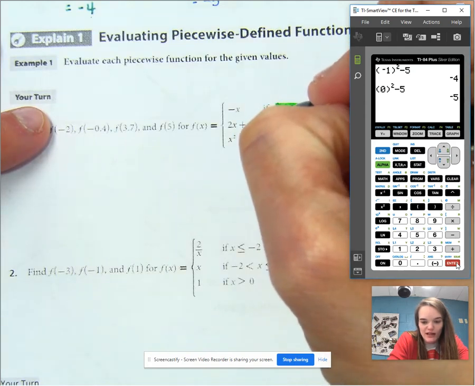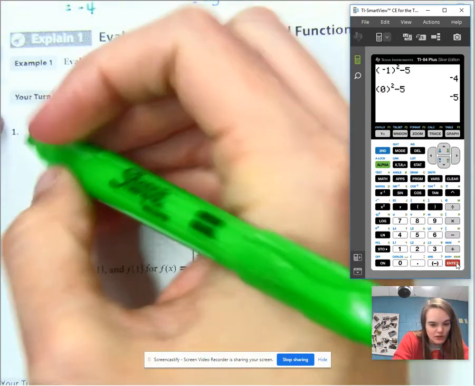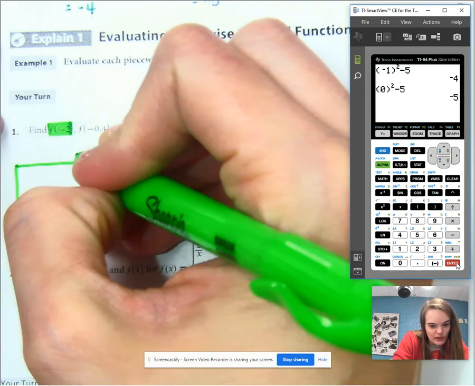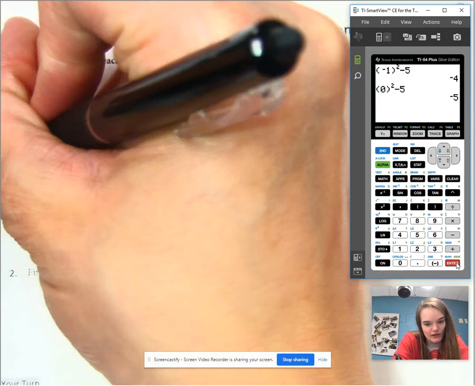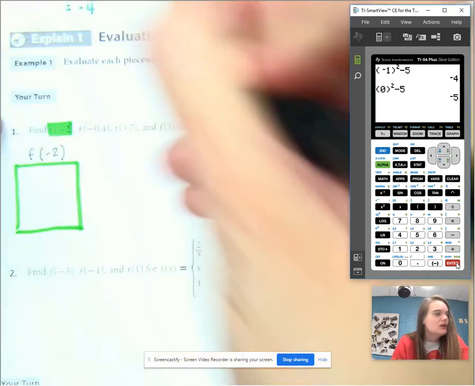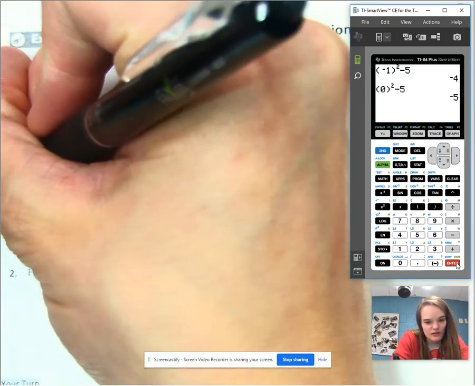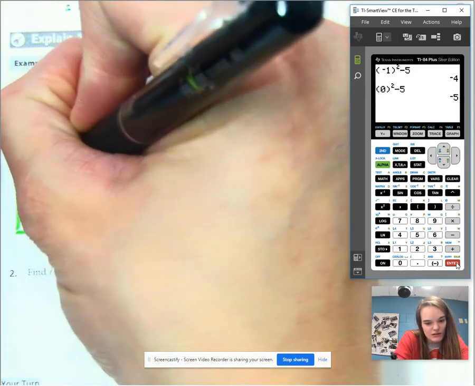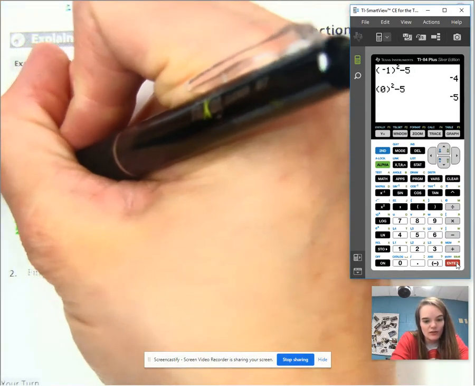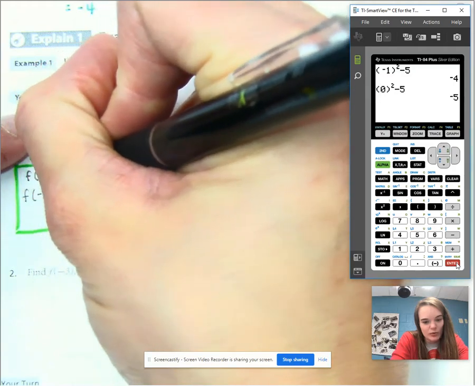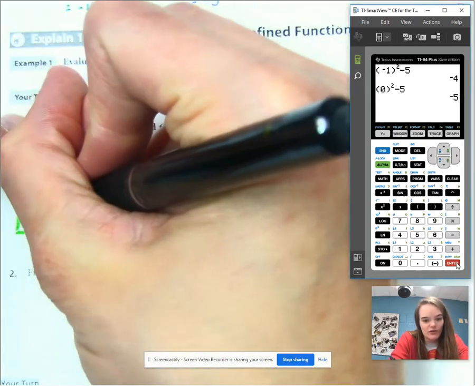Well, is negative 2 less than 2? Yes. Okay, that means we're going to be using this one. So we're going to use the green function here. That means for f of negative 2, we will be using f of x equals negative x. Okay, so we're going to plug in a negative 2. f of negative 2 equals negative parentheses negative 2. And a double negative is just positive 2.